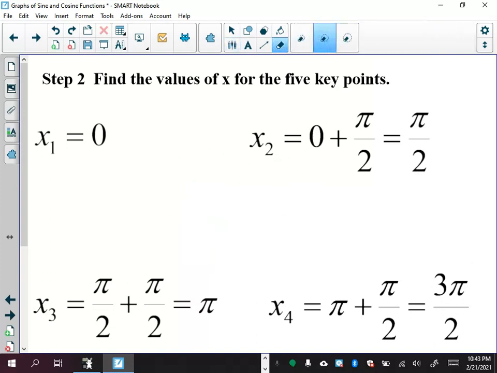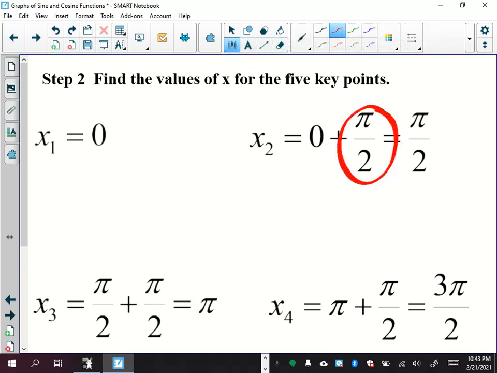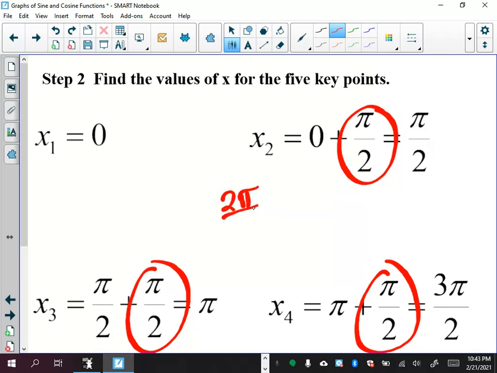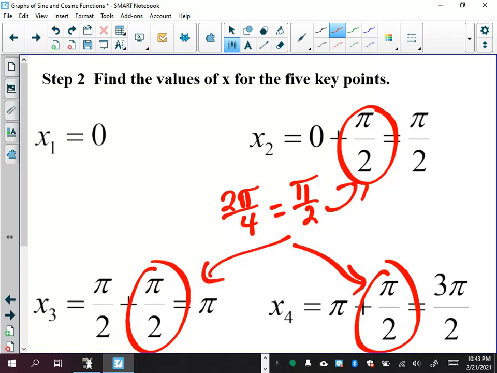Okay? So if you're taking a look at this, that is where these numbers are coming from. This is taking your period, in this case for this specific problem, our period was 2 pi. We just take that 2 pi and divide that by 4, and that gives me pi over 2. And that's where these numbers here, here, and here are coming from.